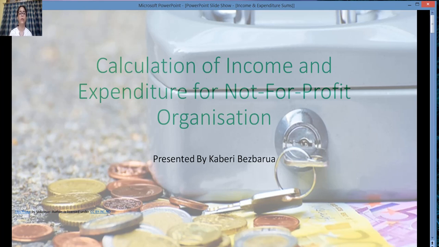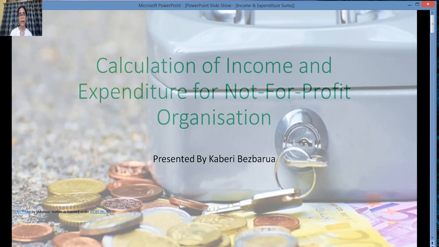The topic of discussion of today's class is calculation of income and expenditure for not-for-profit organization. As you all know, not-for-profit organizations are those organizations who carry on activities to render service to the society, whose main aim is not to earn profit but to render service and promote art and culture of the society. So in such kind of organization, how do we calculate the income and expenditure?